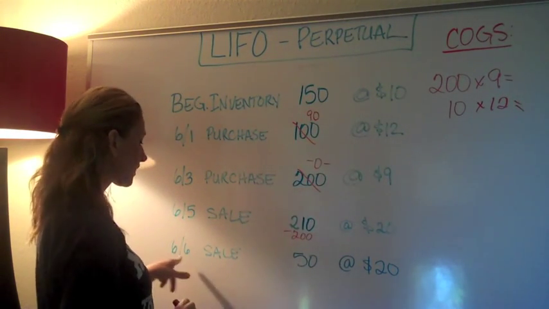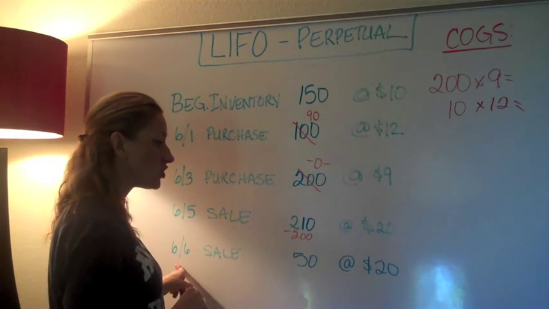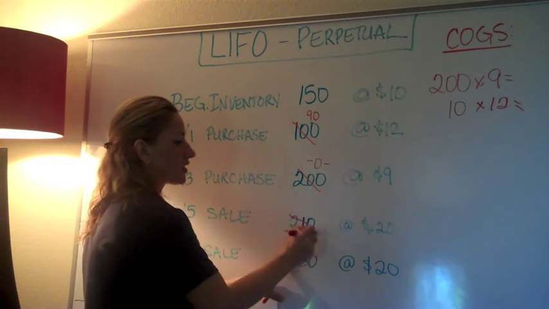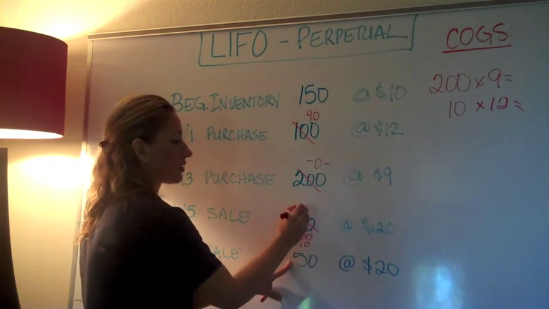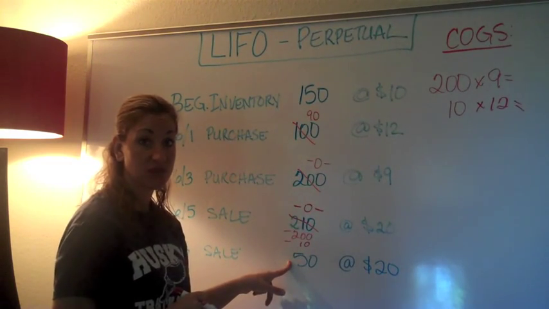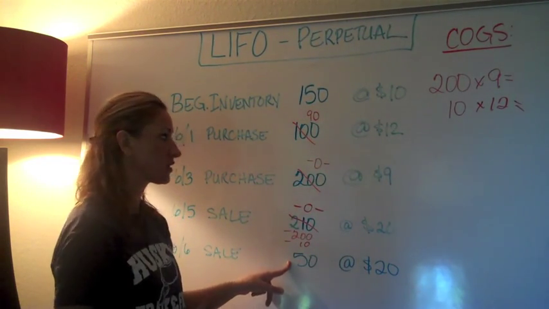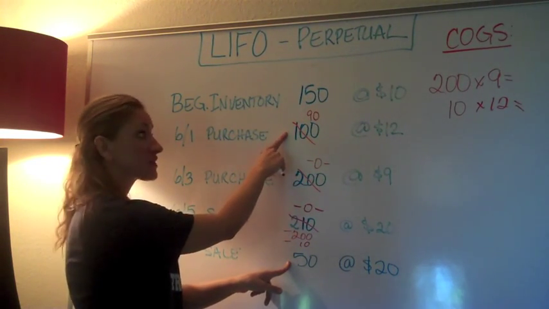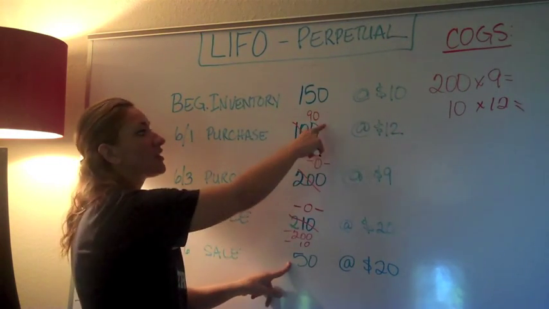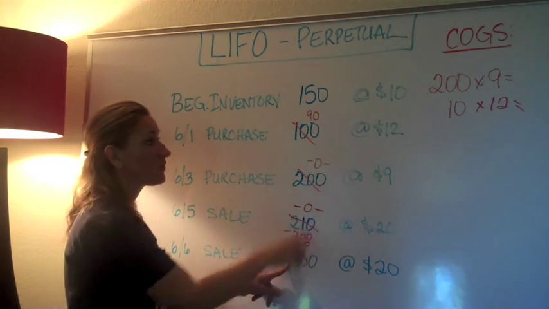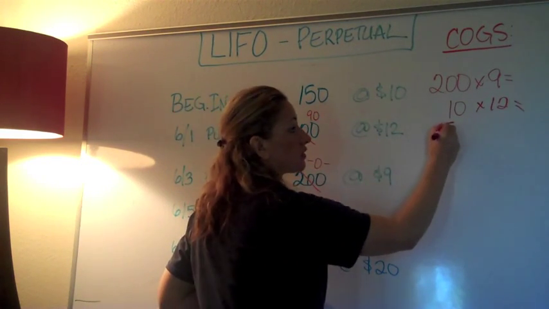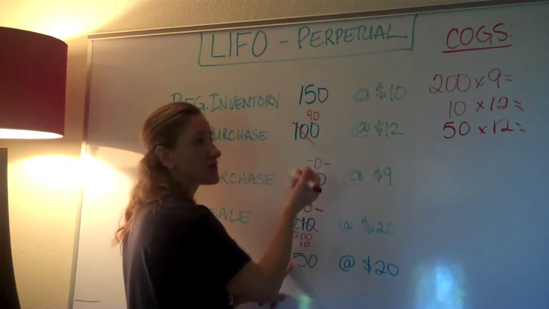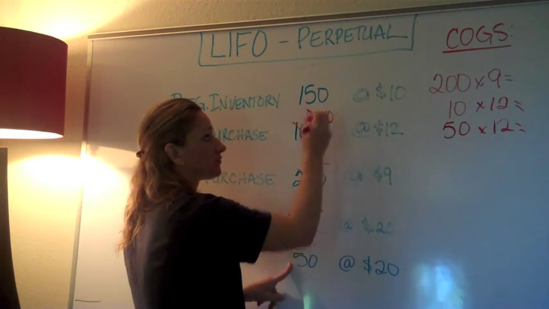Okay? Then we had another sale on June 6th of 50 units. So we need to find what cost is associated with these 50 units. So we have to go to our most recent purchase. Remember, we've already used up all of these on 6/3, so we go back to our 6/1 purchase. We had 50, there's 90, we can use all 50 associated with this cost. 50 times 12, 90 minus 50 gives us 40 left.